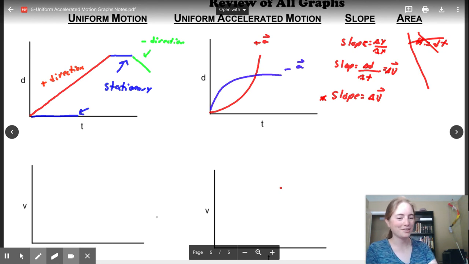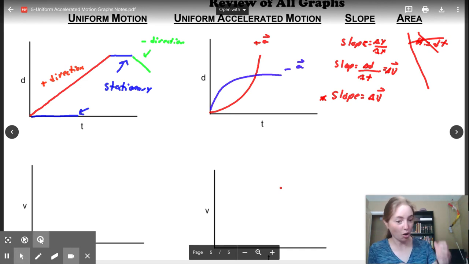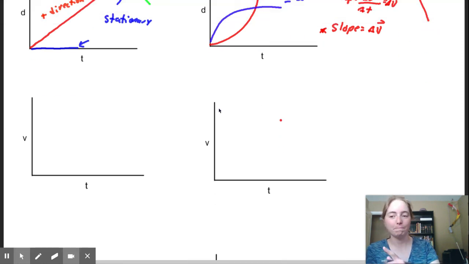Cool beans? Cool beans. Write this down. Like, pause the video and write this down. You don't have to rush to keep up with me. This is video. Pause it if you need more time to write. All right. Get it? All right. Time to write. Yeah. Okay. Velocity time graph.